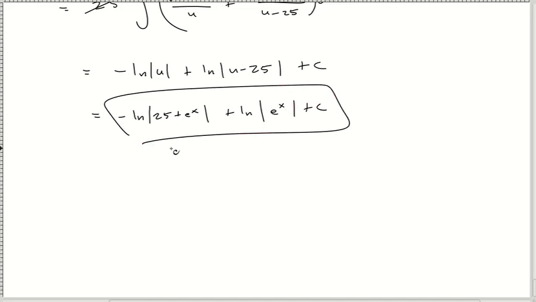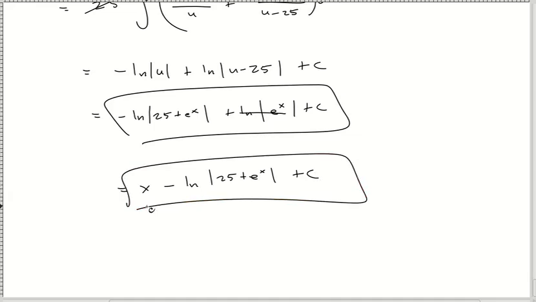Nice. Oh, I actually went one step further. You ready? This is actually one step further. E and ln cancel. So you can actually say x minus ln of 25 plus e to the x plus c. There you go. Now that's awesome.